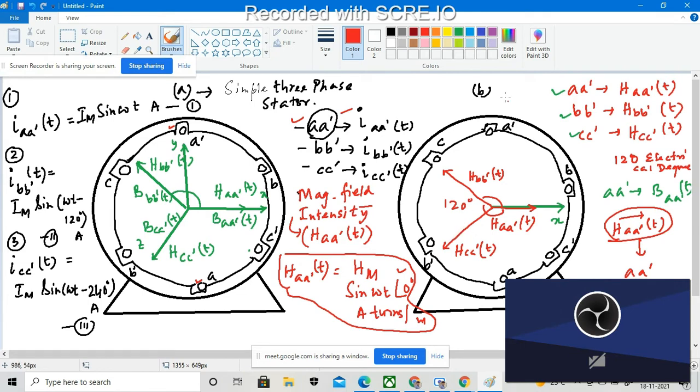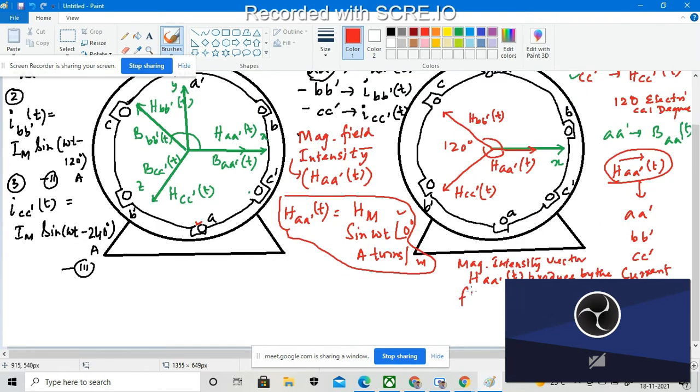This particular figure signifies the magnetizing intensity vector H of A dash t, produced by the current flow in the coil A dash.